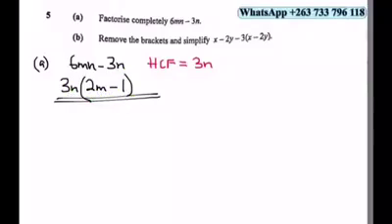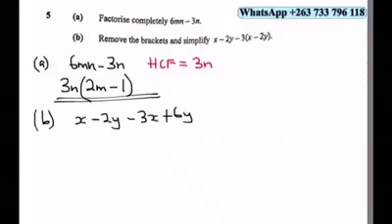Then on part B, remove the brackets and simplify. So let's first remove this bracket. So 3 times x is 3x. Beware of this negative. This negative changes the signs inside the bracket. So this will become positive. 3 times 2 is 6y. So bear this in mind that a negative sign outside the bracket will change the sign inside the bracket.